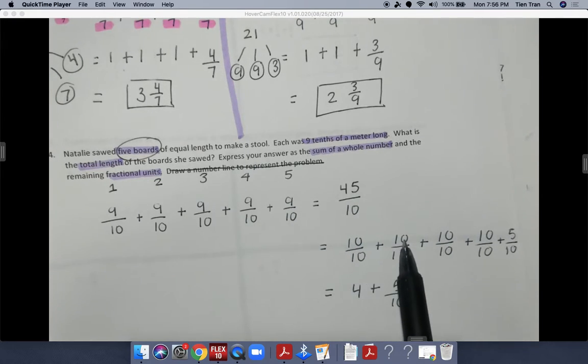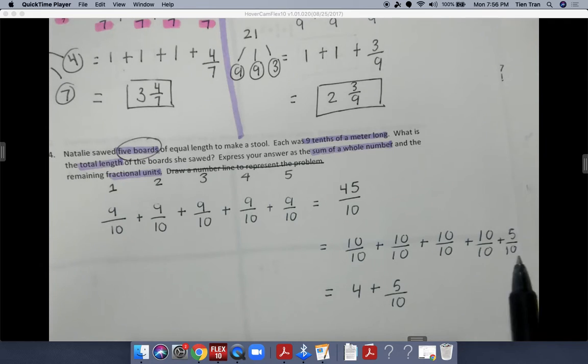I put 10 tenths, 10 tenths, 10 tenths, 10 tenths, because if I were to split this, I can split it into 1, 2, 3, 4, right? And then I have 5 tenths as a remainder. So 10 times 4 is equal to 40, and then I added 5 tenths.